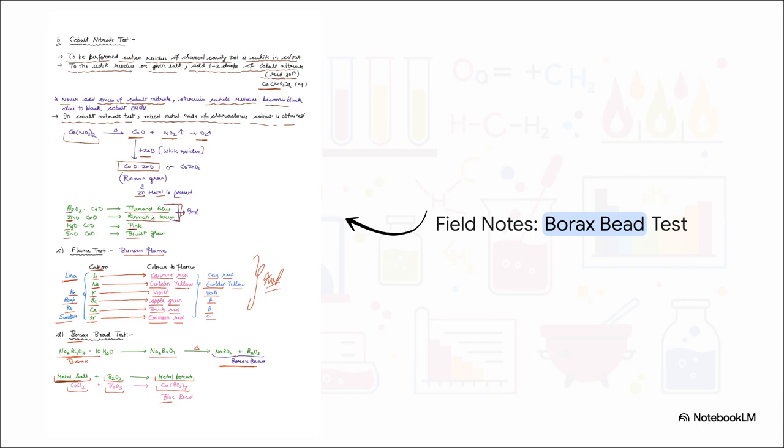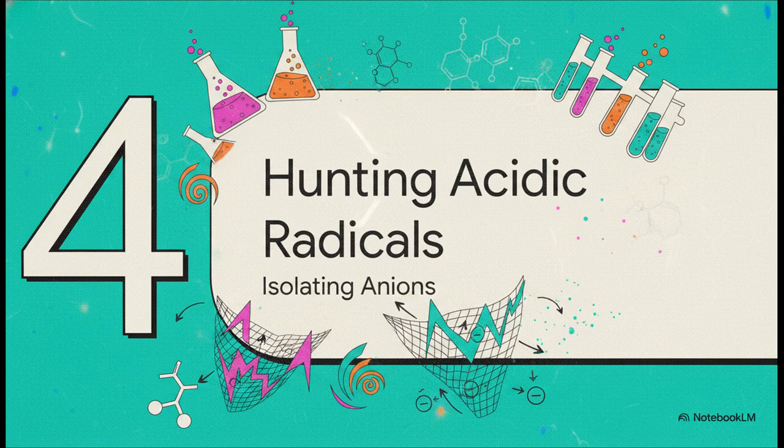Cobalt, for instance, will produce a stunning blue bead, while copper might shift from blue in an oxidizing flame to red in a reducing flame. It's incredibly precise. All right, Section 4, Hunting down acidic radicals.